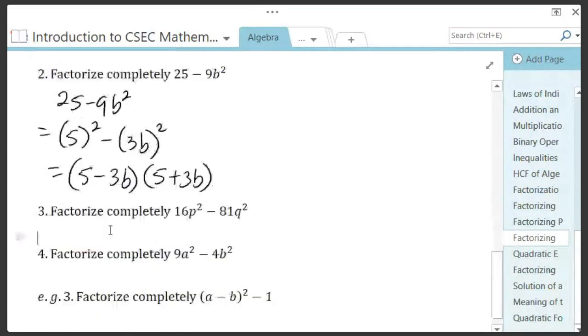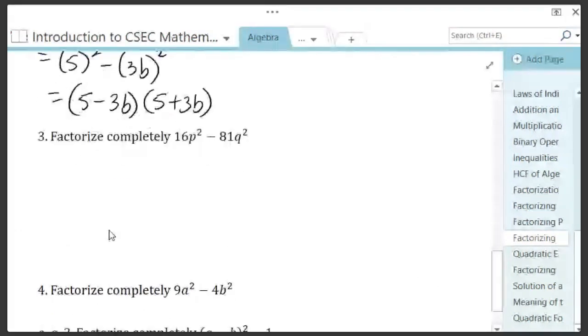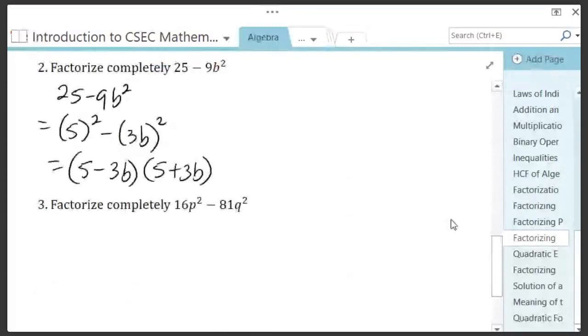Those of you who are finished, move on to number 3, please. Notice here that you could also put 5 plus 3b multiplied by 5 minus 3b. Multiplication is commutative, okay? So if you have it the other way around, it's not wrong in any way.